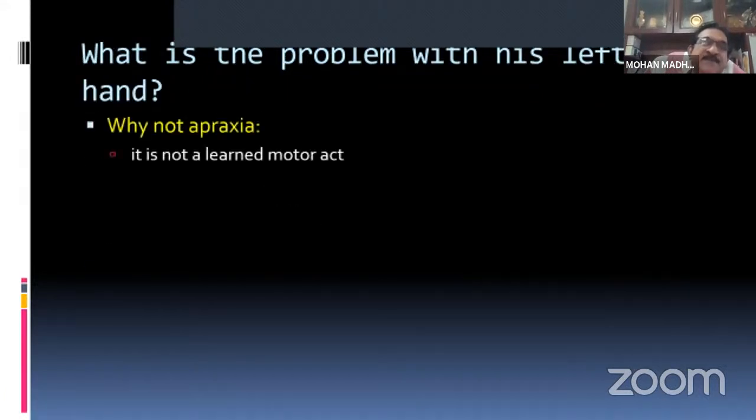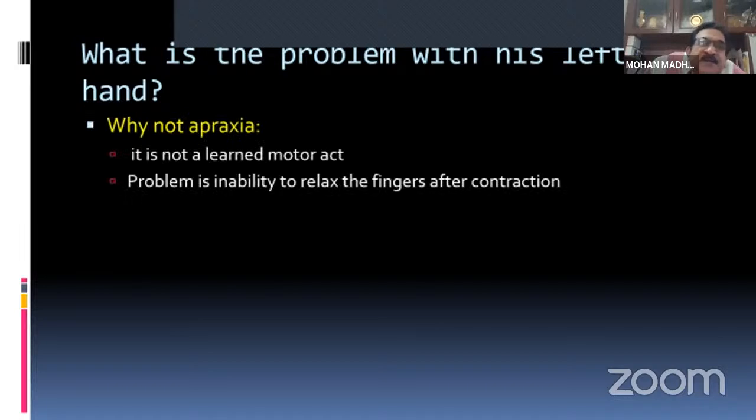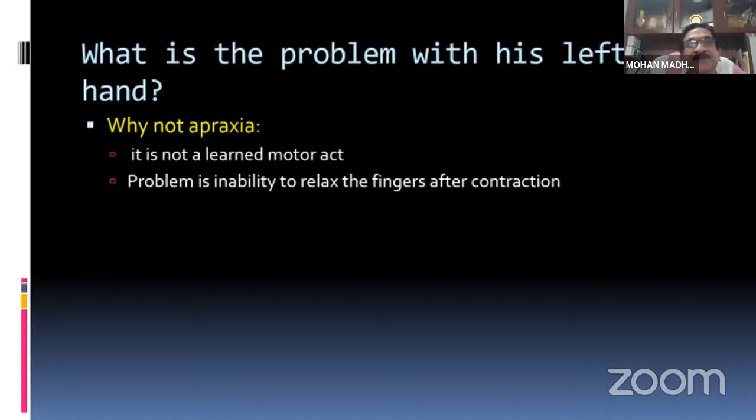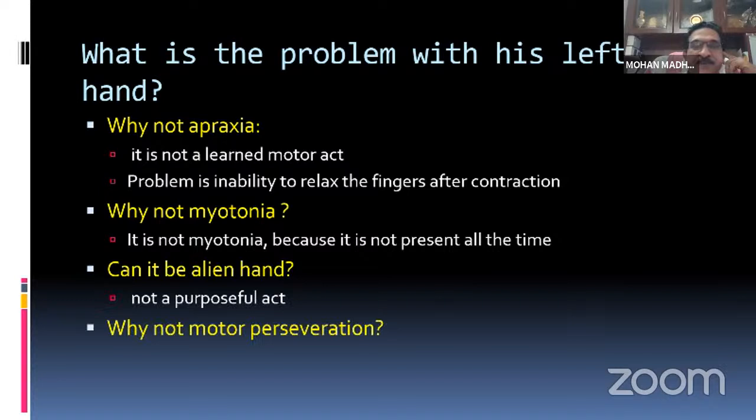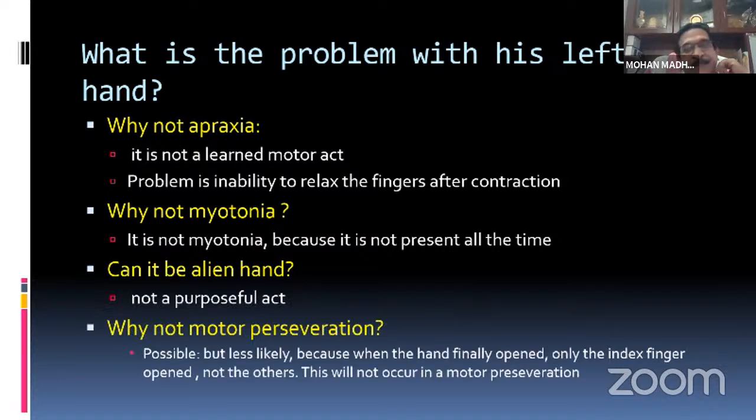I'll come to that. Why not apraxia? It's not a learned motor act. The problem is inability to relax the fingers after contraction. It's not an act by itself. Why not myotonia? Because it is not present all the time, confined only to one hand. Can it be alien hand? It is not a purposeful act. Why not motor perseveration? Possible, but less likely because when the hand finally opened, only the index finger opened, not the others. This will not occur in motor perseveration.